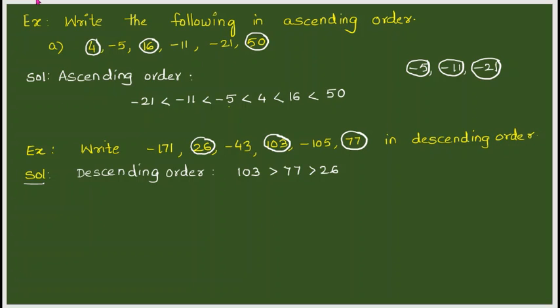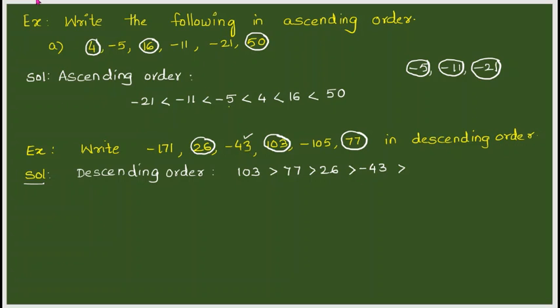Among these 3 negative integers, what is the greater one? We know very well that the smaller the numeral, the greater the negative integer. So among these 171, 43 and 105, the smaller is 43. So -43 will be greater than the other 2 negative integers. Is greater than, okay. So this we wrote.